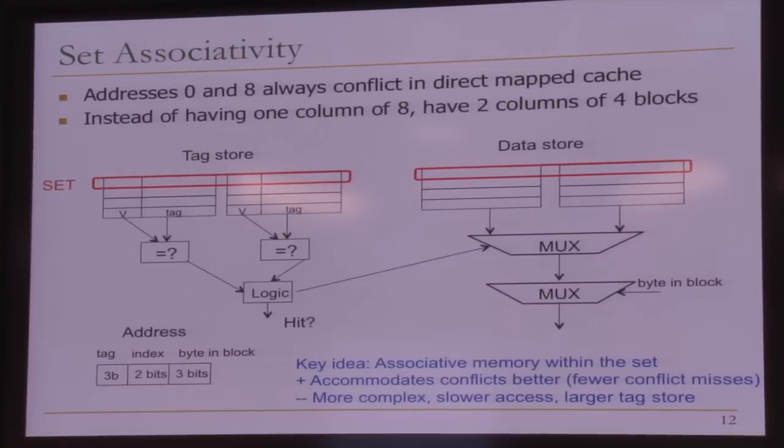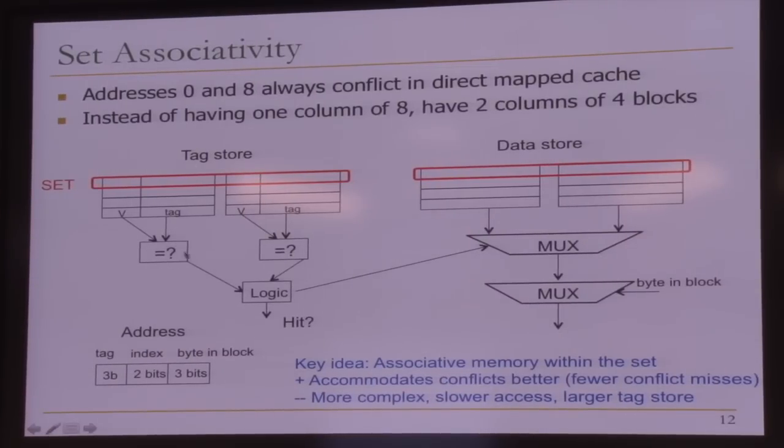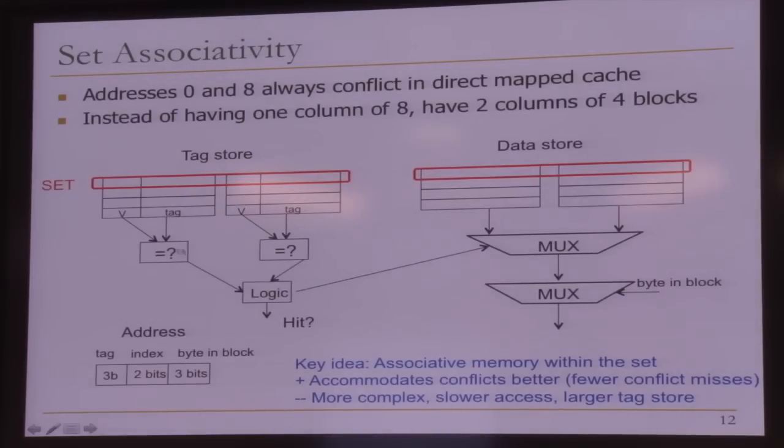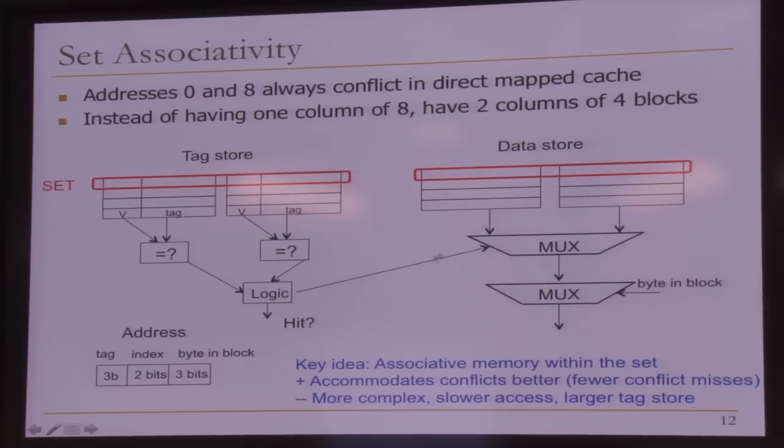Of course, there's a downside with every idea. It's more complex, right? As you can see, instead of having a single comparator for the tag store, you have two comparators. And it's slower access because your logic critical path increases, right? If you see this, your critical path is really going through this part. And you have a larger tag store, too.